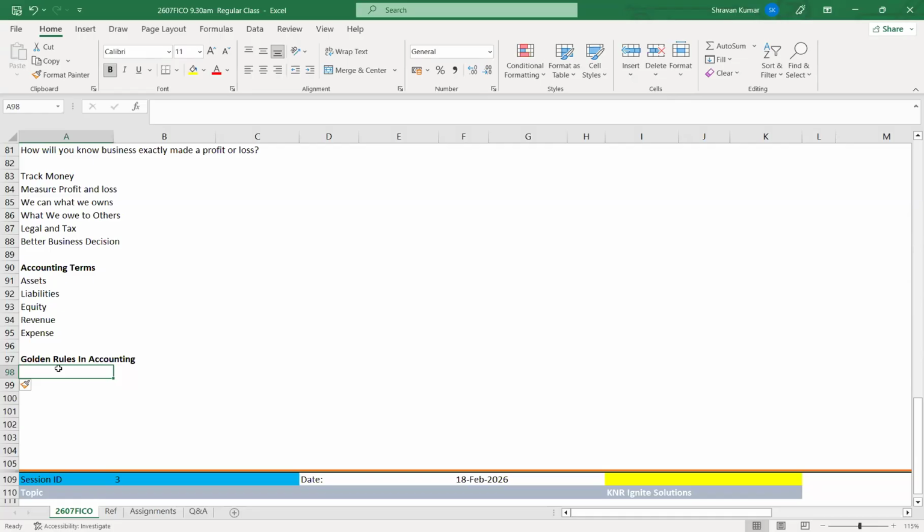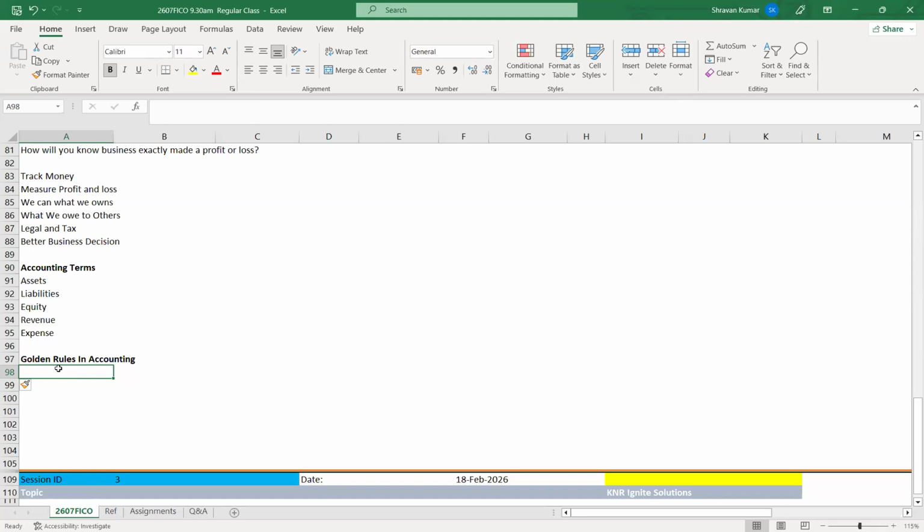Many of you may have already heard about them, as you already answered about golden rules. You might be wondering why these questions are asked in interviews. The answer is yes. Even today, many interviewers ask about the golden rules because they want to check your accounting fundamentals. In most interviews, they will ask, what are the golden rules in accounting? So it's important for us to learn them before attending those interviews. Let's understand them in a very simple way.